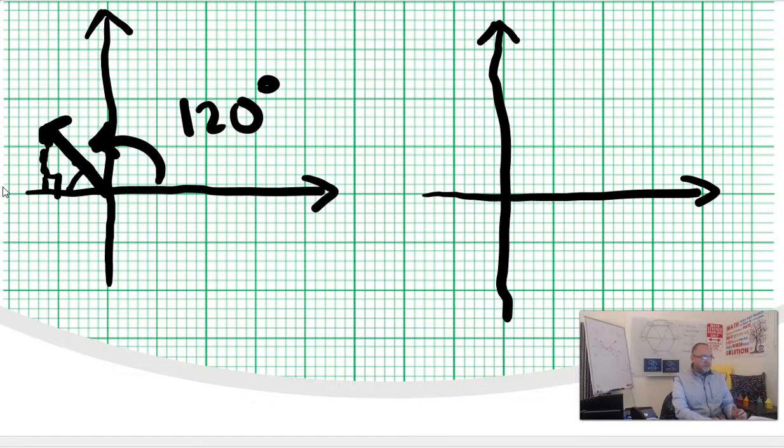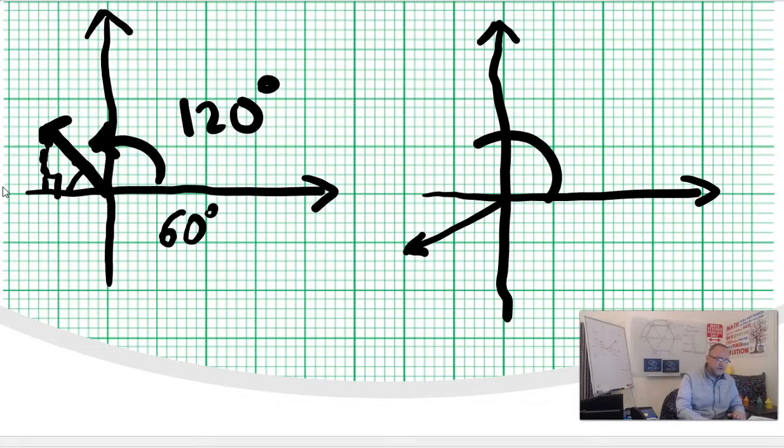So it should be 60 degrees. So it's 180 minus 120. My reference angle in quadrant 2 for a 120 degree angle in standard position is 60 degrees. Now if I go to quadrant 3, it's the same concept. Let's say I go from here and I go 240 degrees.